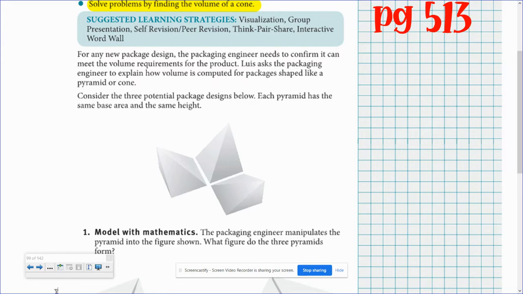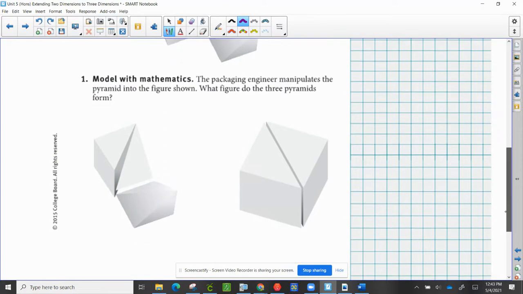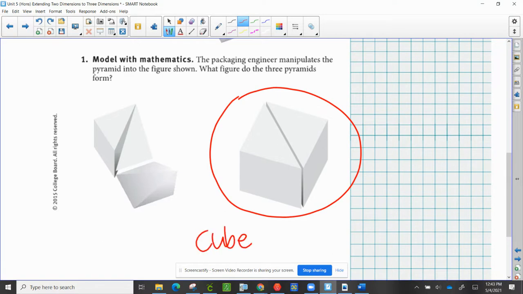Okay, so when packaging engineers manipulate the pyramid into the figure shown, what figure do the three pyramids form? So if we put all three of our pyramids together, what figure did it make here? Hopefully you noticed that made a cube. Okay, so if we put all three of our pictures together with the same base and the same height, they should piece together to form a cube.